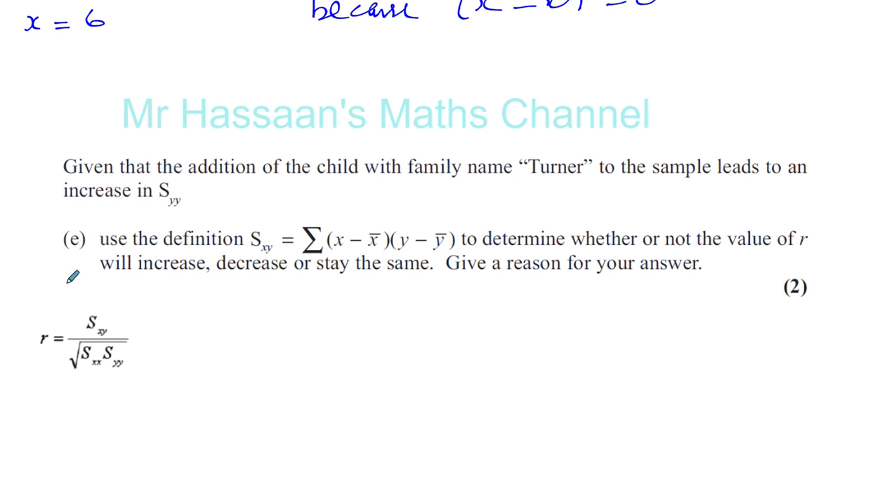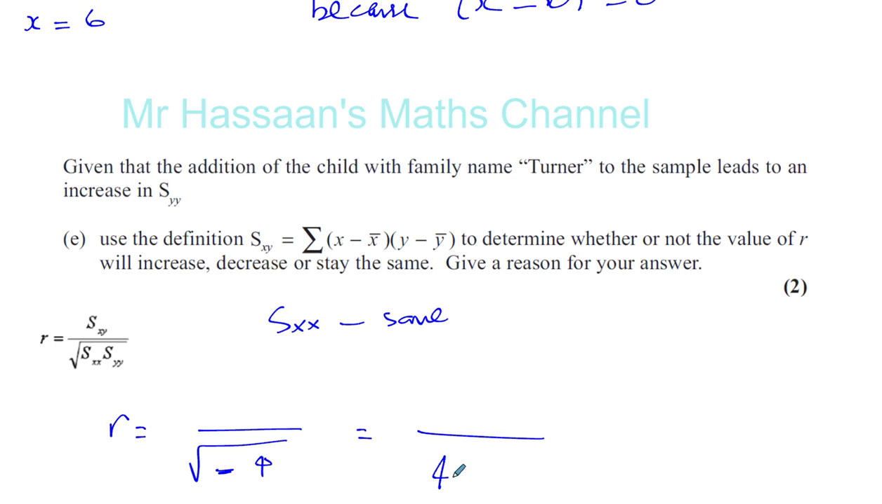So if you look at R, we're looking at the value of R. R is made of Sxy over the square root of Sxx Syy. Now we know that Sxx will stay the same, so this part doesn't change. Syy will increase. That means the denominator is going to get bigger. It's going to increase, because it'll be the square root of a bigger number.